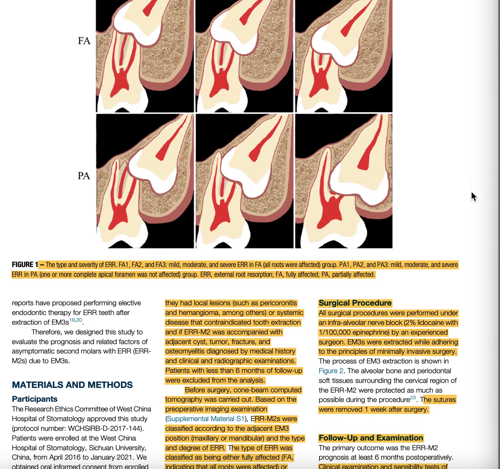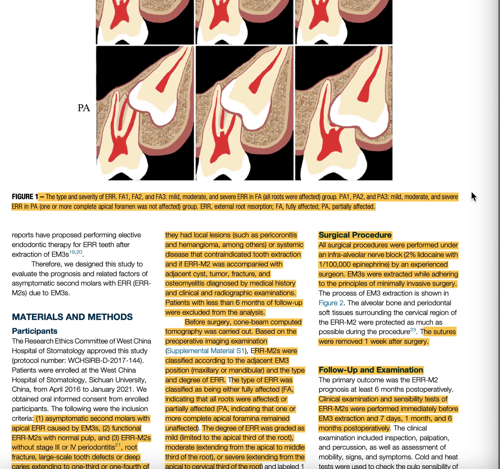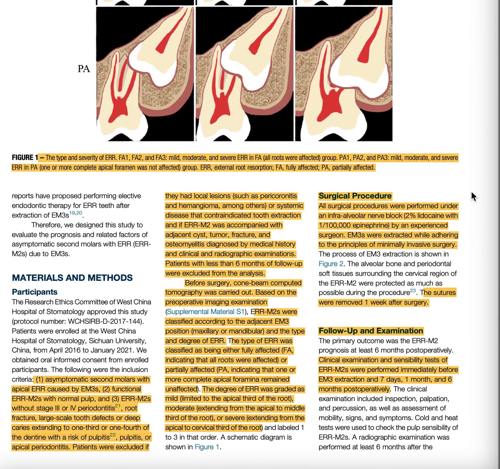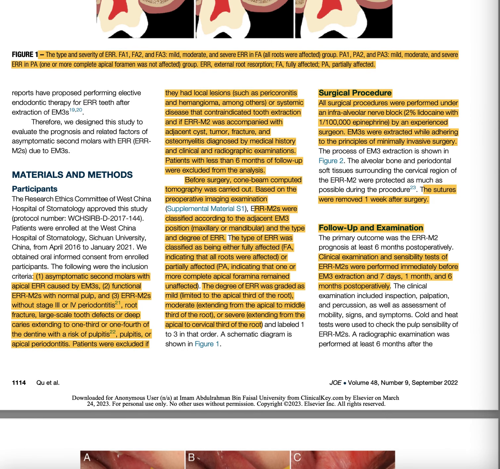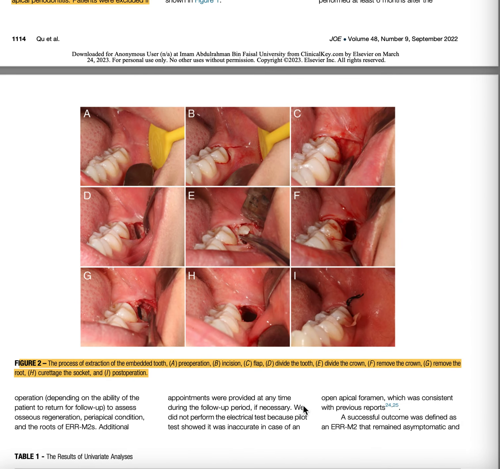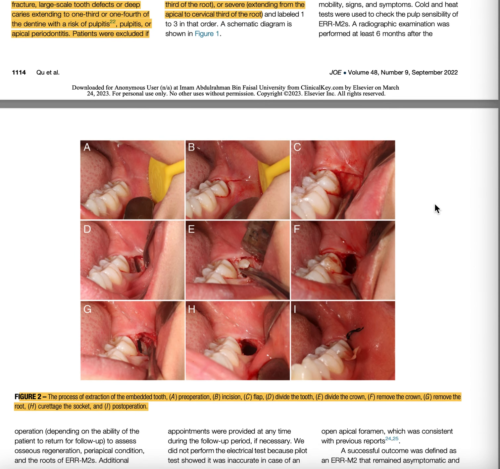All surgeries were performed under inferior alveolar nerve block, and the sutures were removed 1 week after surgery. Like what you see in these pictures, we can see here from A, it is pre-operation, B incision, and then flap, and dividing the tooth, and dividing the crown also, removing the crown in F, and then removing the roots in G. Finally, they do suturing and removal after 1 week.